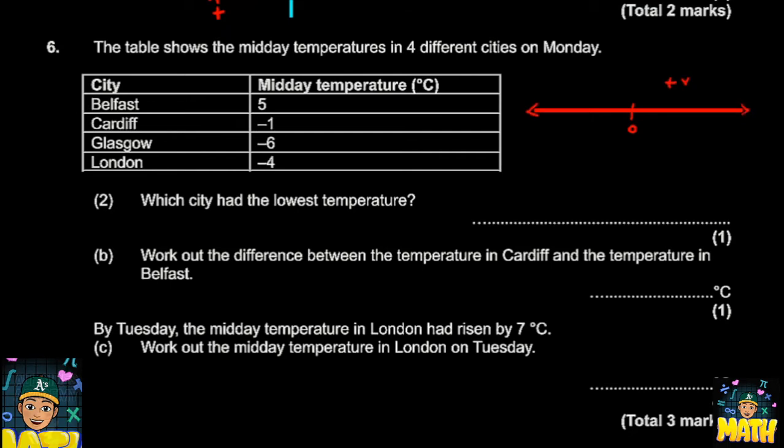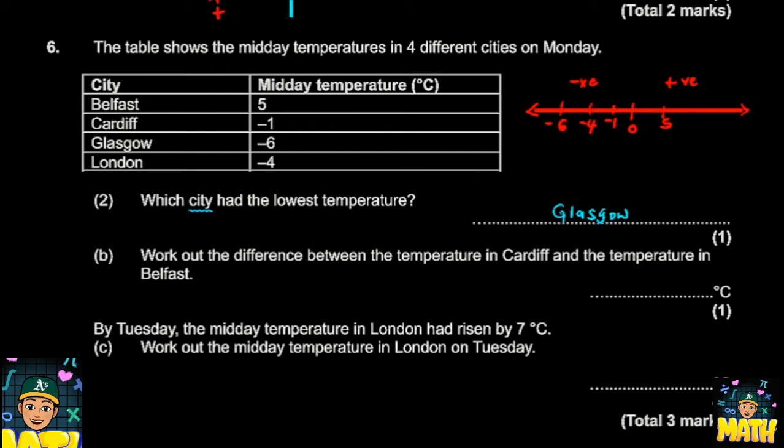It's very easy to look at this when you have negatives and positives on one side. So -1, -4, and -6. The lowest temperature is -6 and the city is Glasgow. We're going to write that because we are asked to write the city. Remember, do not write the temperature, write the city, because that's what the question is asking. So in this case, we'll write Glasgow.